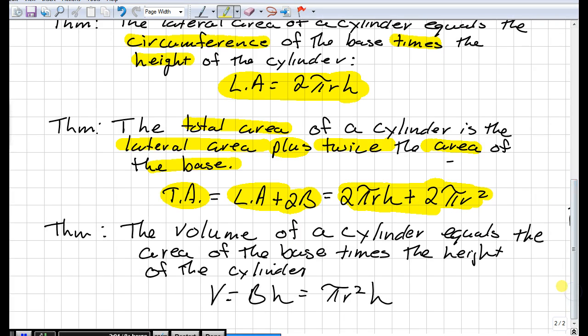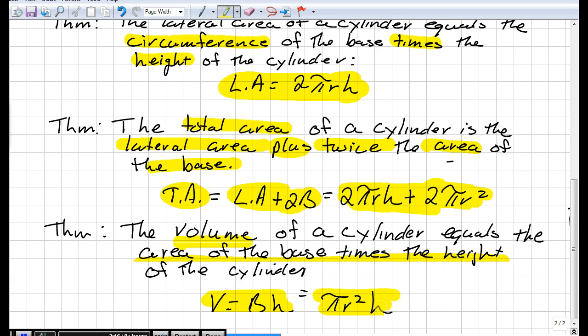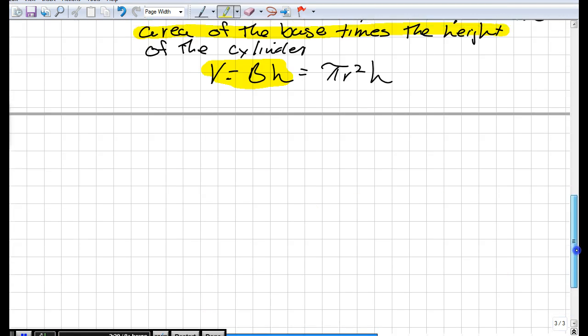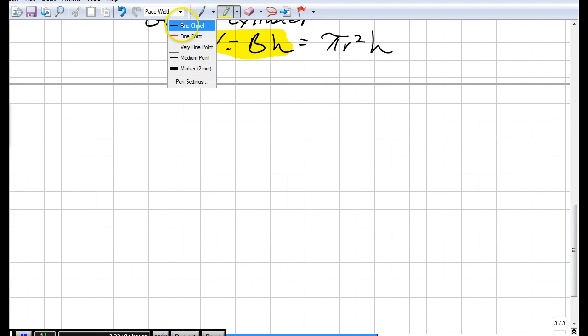Okay, and the volume of a cylinder equals the area of the base times the height of the cylinder. So volume equals base area times height, or pi r squared times height. All right, so let's look at an example.